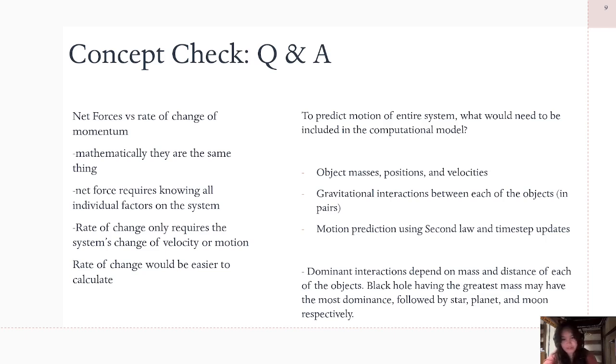To determine what the dominant interaction is, it depends on the mass and distance of each of these objects. So the black hole, having that value of 10 to the 33rd kilograms, has the greatest mass and could be the most dominant, followed by the star's mass, the planet's mass, and the moon's mass. But you do have to consider the distance between the object in question and each of these interactions, which could change the dominant interaction greatly.